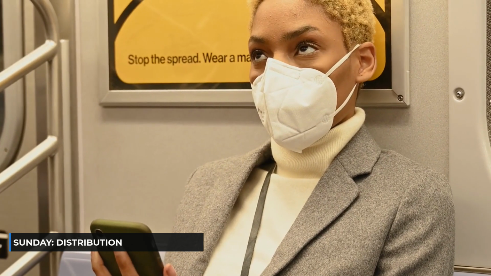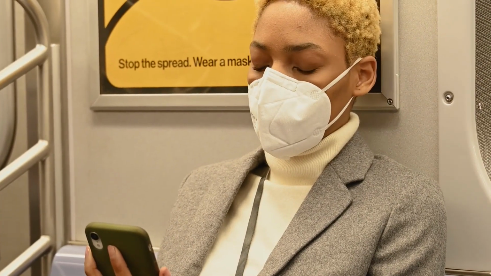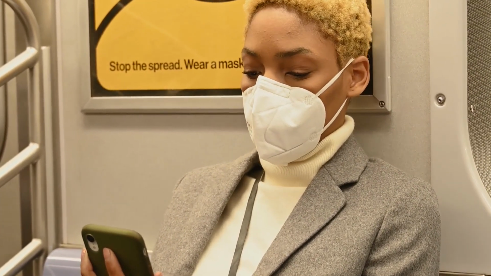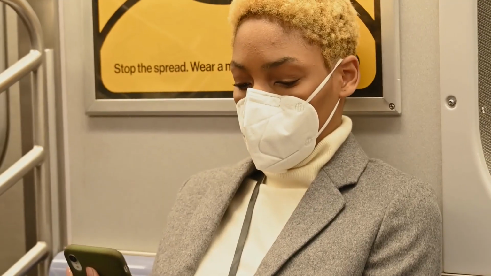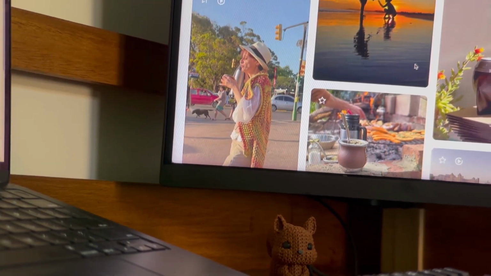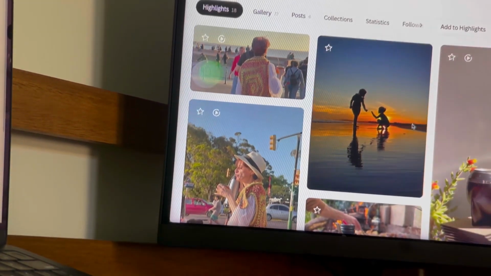Distribution is where most people underperform. They list the product and wait. Waiting doesn't work. You need to push. Move 1, Reddit, highest quality traffic, free.